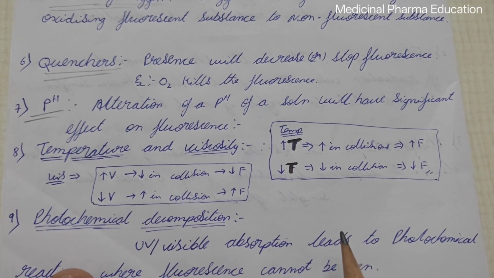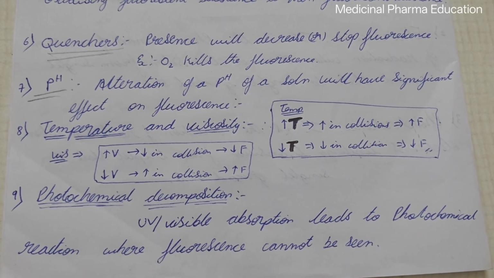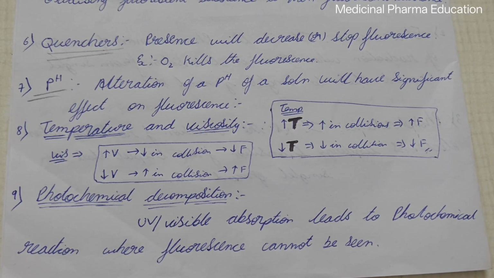Okay, next, photochemical decomposition. UV and visible absorption leads to a photochemical reaction where fluorescence can't be seen. This also decreases the fluorescence. These are 9 factors. There are many other factors, like 15 to 20 factors, which are not important. You can just explain in detail.